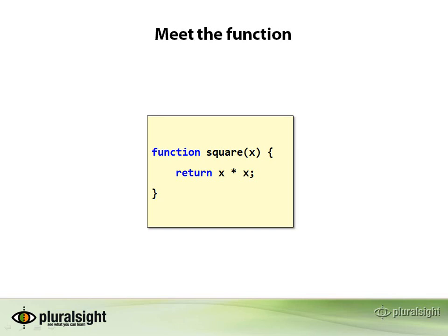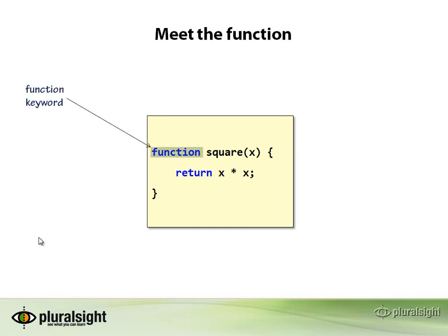Here we have a very basic function. You already know that we're looking at a function with the name square that accepts one parameter and returns that parameter multiplied by itself.